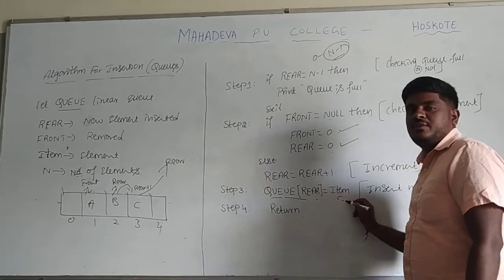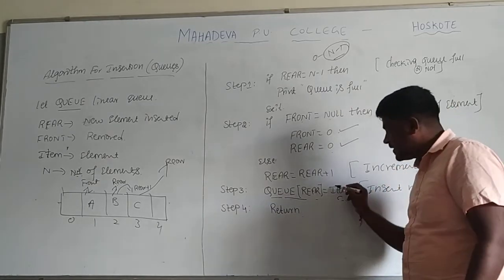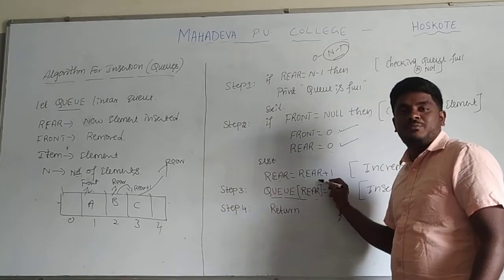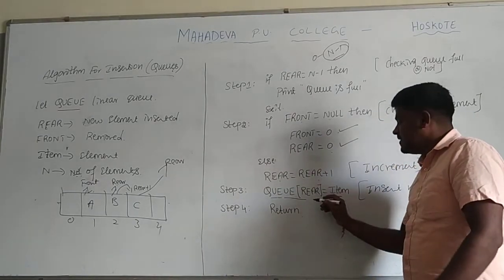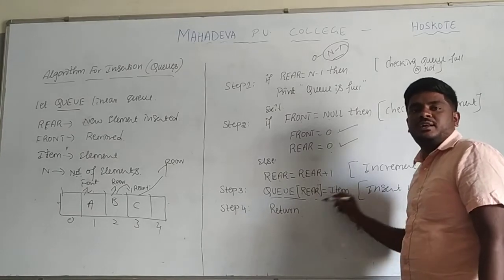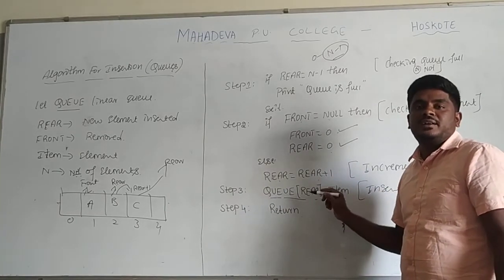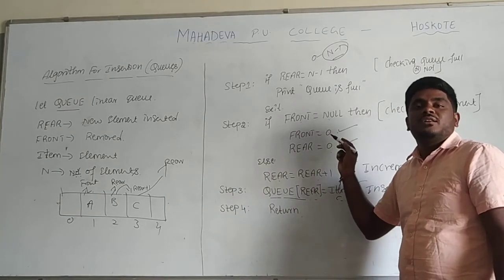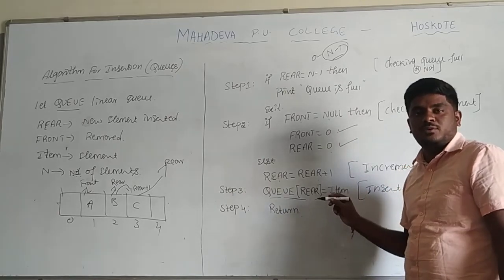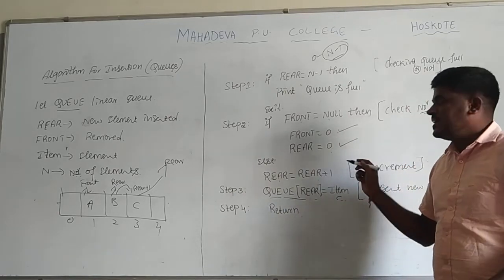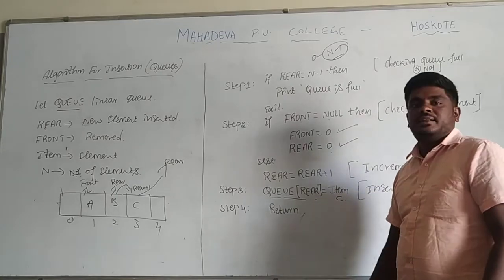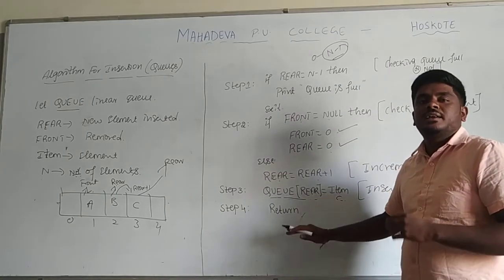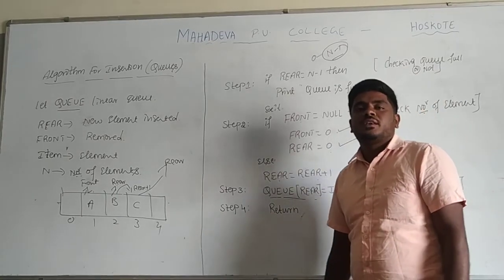Once we insert a new element, if you want to insert one more element, again the condition moves to rear is equal to rear plus 1. Again it will increment the position. Then we go for queue of rear is equal to item. Like that, the insertion process will occur until the queue space is full, that is n minus 1. We can insert until then. Once it is reached, automatically it will be terminated. That is return. This is called inserting a new element into the queue data structure.